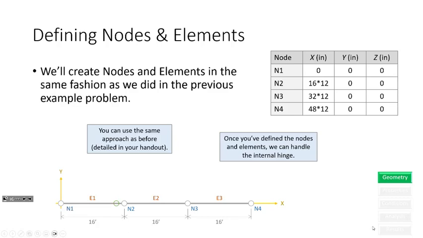Okay. So our joint coordinates, we've got four joints that we have to apply. And the Y and Z coordinates for all of those are zero because it's all just in one line. You can either enter the raw number directly, or you can just do 16 times 12, 32 times 12, 48 times 12. So I want you to go ahead and define the nodes and the elements, and get to work. I'll give you all a minute or so. This shouldn't take too long, hopefully. I already see many of you who are rocking and rolling on it.